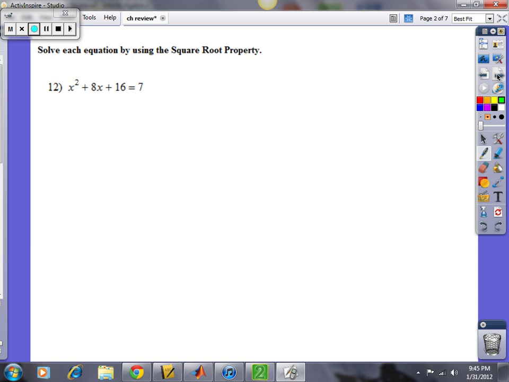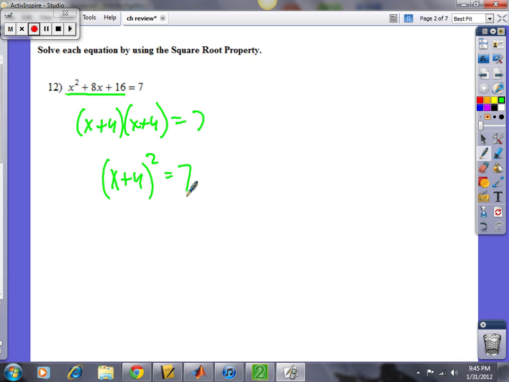So method number 2 is by taking the square roots. And this one is used when the left expression is a perfect square. So if you factor this one, you can factor this one pretty easy. It's going to be x plus 4 times x plus 4 equals 7. But you can rewrite this just as a perfect square. x plus 4 squared equals 7.